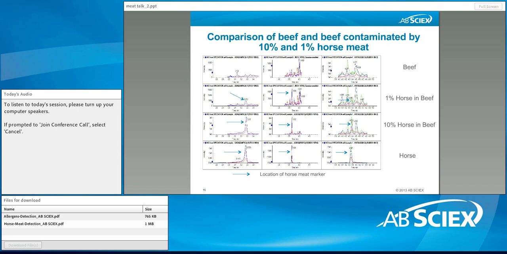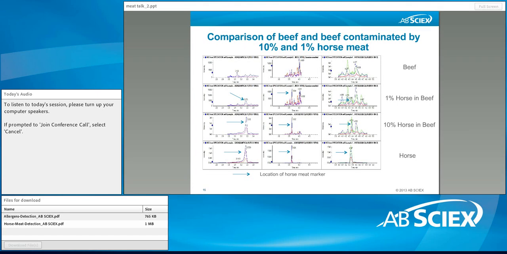But this clearly shows that the method for detecting one species, horse in beef, can detect 1% horse meat in beef using LCMS for the peptide markers. The other question I had at this point was, could I then use a similar approach to detect the vet residues in the same analysis?